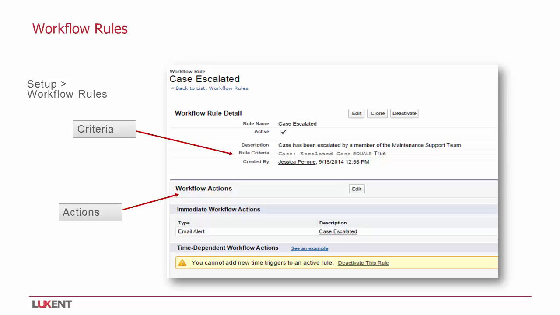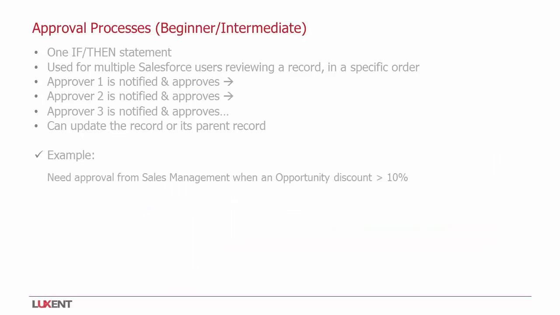Our next option in the Automation Toolbox is the approval process. Approval processes are unique because they really exist for only one use case, having multiple Salesforce users review and approve a record in a certain order.